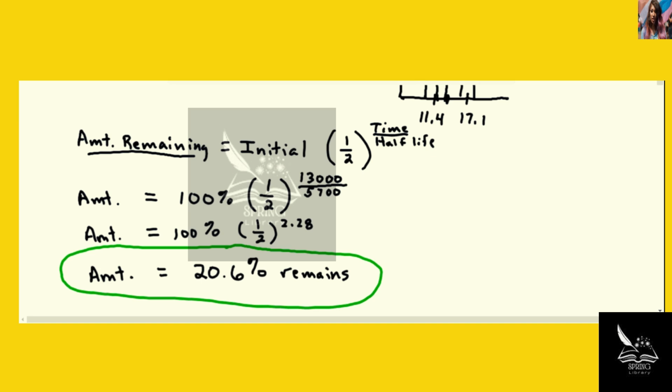And the other part of this question wants to know in terms of parts of carbon-14 per trillion. Well, originally it started out as 1 part carbon-14 per trillion. So if 20.6% remains, that means we have 0.206 parts of carbon-14 per trillion.